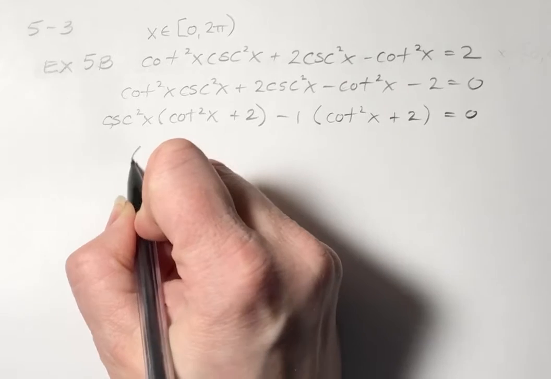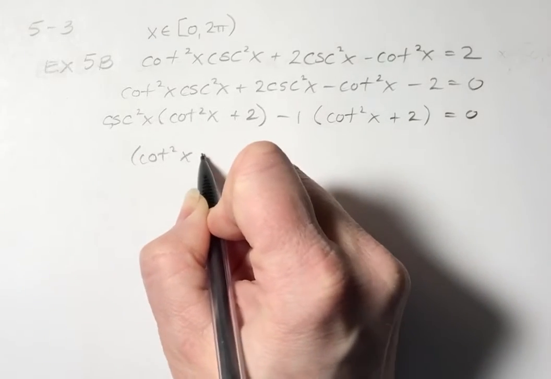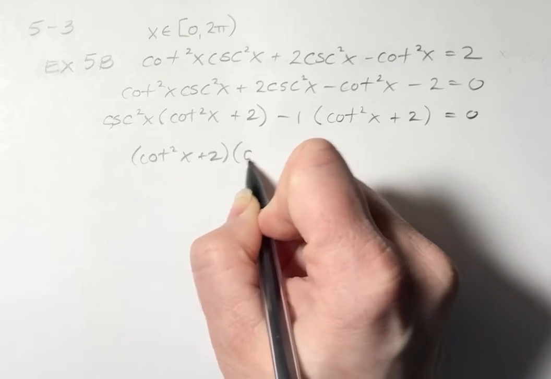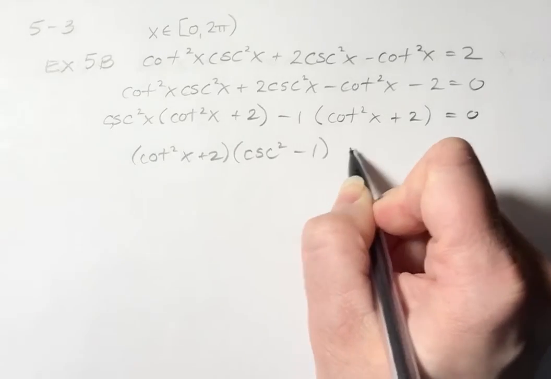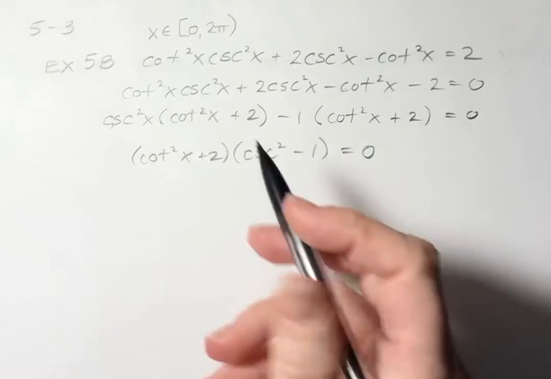So I'm going to factor this out, and I'm left with cosecant squared minus 1. Use the zero product property.